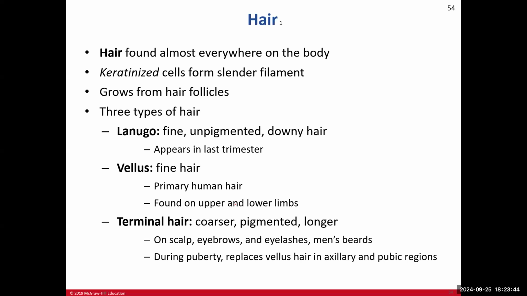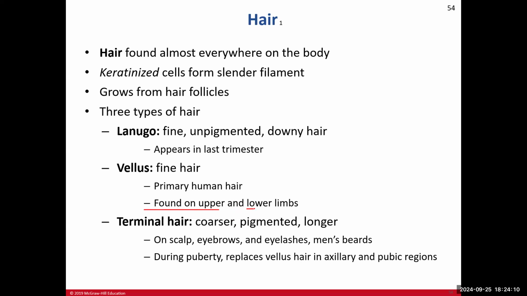The next one is the vellus. That's the fine hair. This is the hair that you're going to see on your arms and on your legs, right? Pretty much all over the place. And then finally, we have our terminal hair. This is the colored hair that's going to be a little bit thicker than the vellus hair. And so this is the one that you're going to see on your head, right? Your eyebrows, your eyelashes, and for males, it's going to be in our beards.